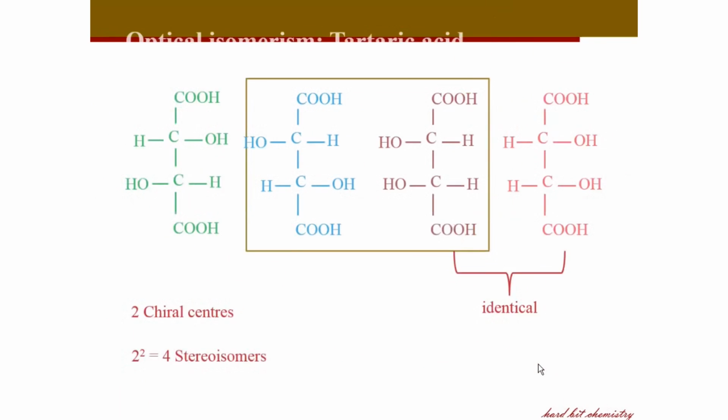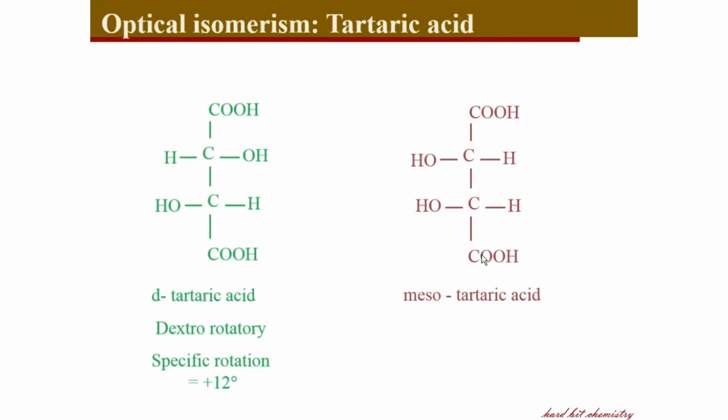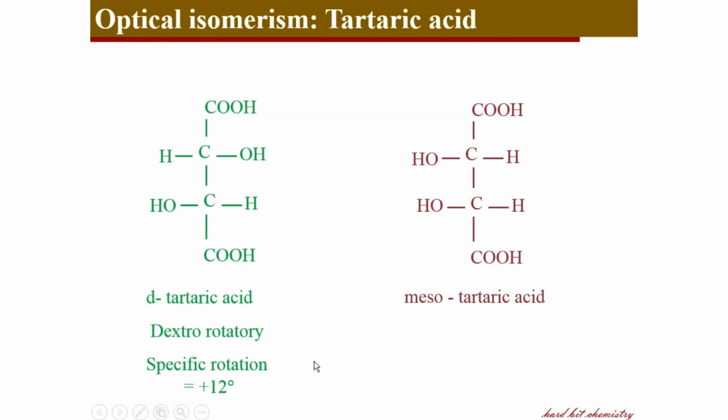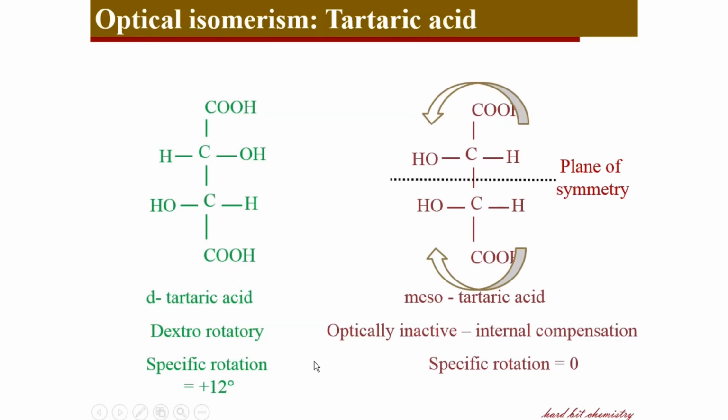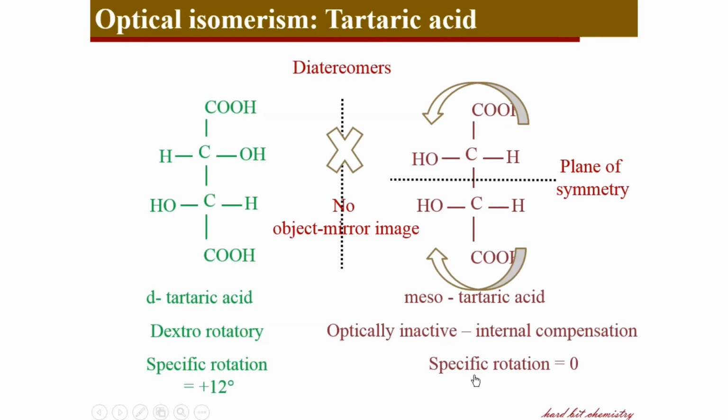Now comparing this pair, let's see how they are related. The first one is dextro-tartaric acid and the other one is meso-tartaric acid, as we have seen before, with a specific rotation of 0. And these two are again not related as object and mirror image, hence they are diastereomers. So that's about the optical activity in tartaric acid. You have got dextro-tartaric acid, levo-tartaric acid and meso-tartaric acid.